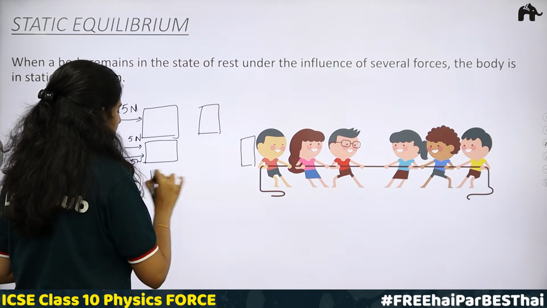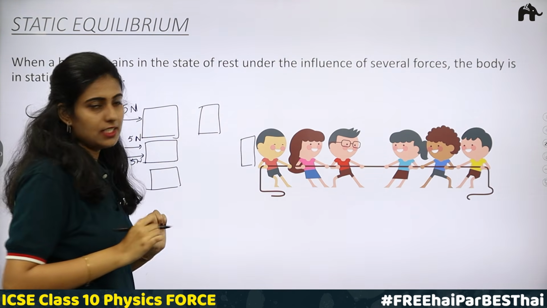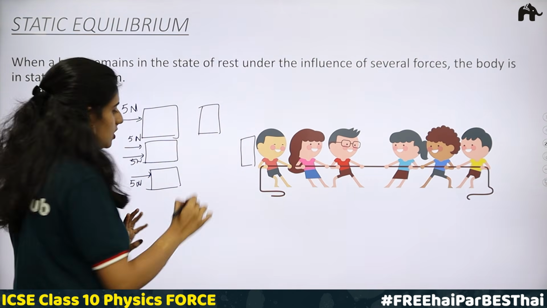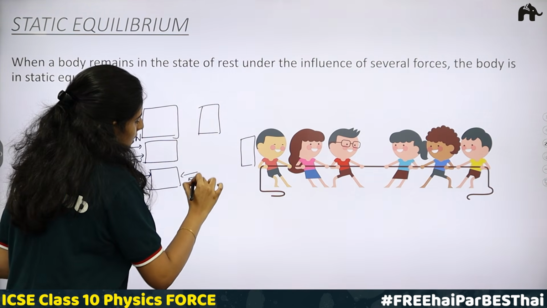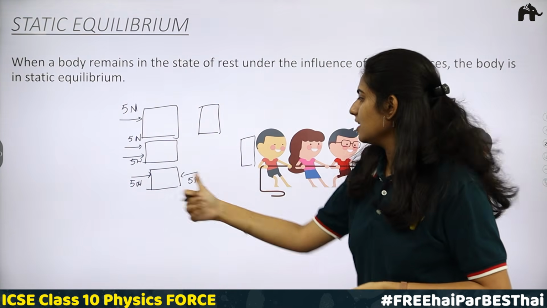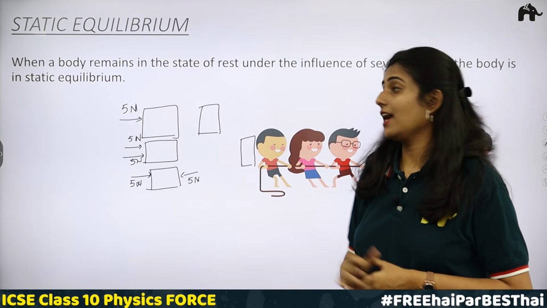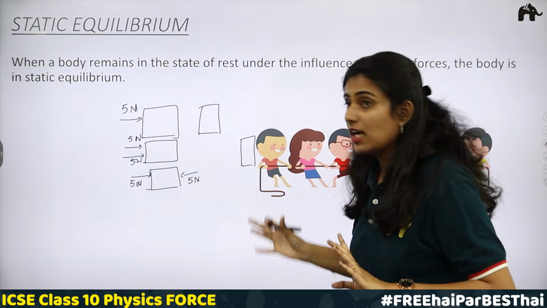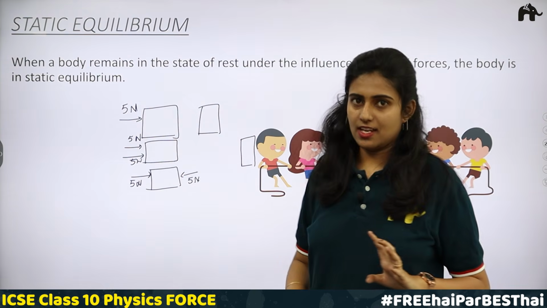Third case is, here you have the table. First boy is applying 5 Newton from this direction and second boy is applying 5 Newton from the opposite direction. Now what happens? Tell me. Does this table move? No, right? What is the reason? 5 Newton force is applied. But what happens? The effect gets cancelled.